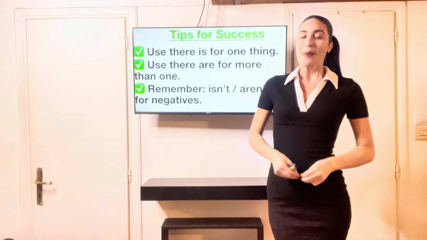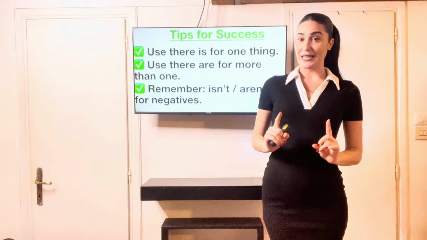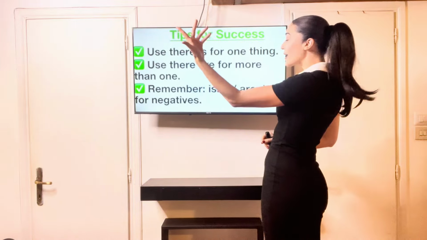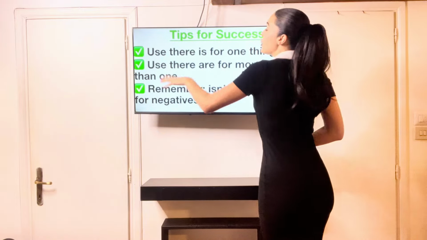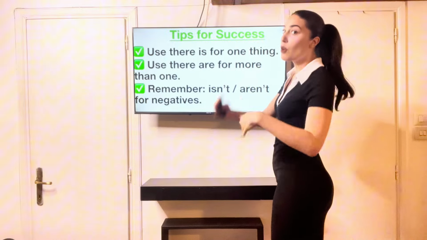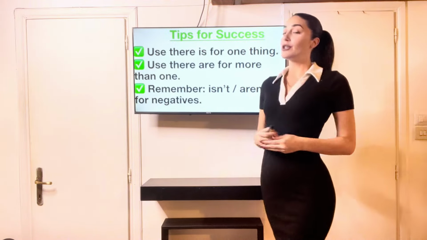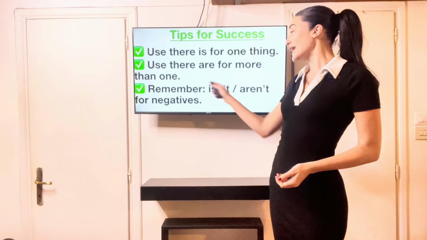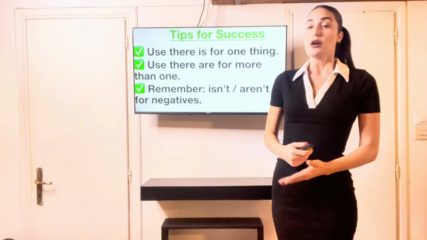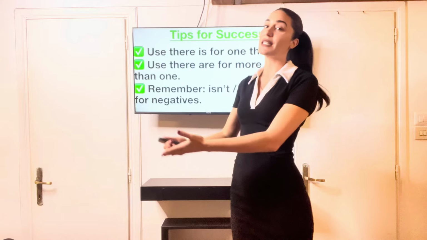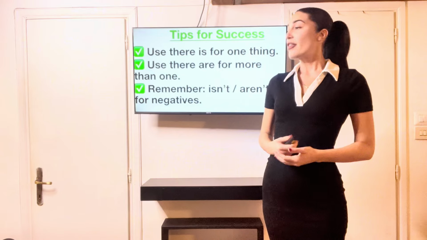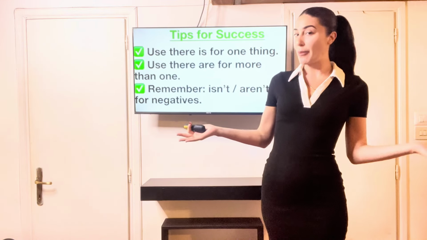Now, everybody, my tips for success are these. Use there is for one thing. Use there are for more than one thing. Remember, if you're using negatives, you can say isn't or aren't. For example, there isn't a chair, or there aren't any apples.